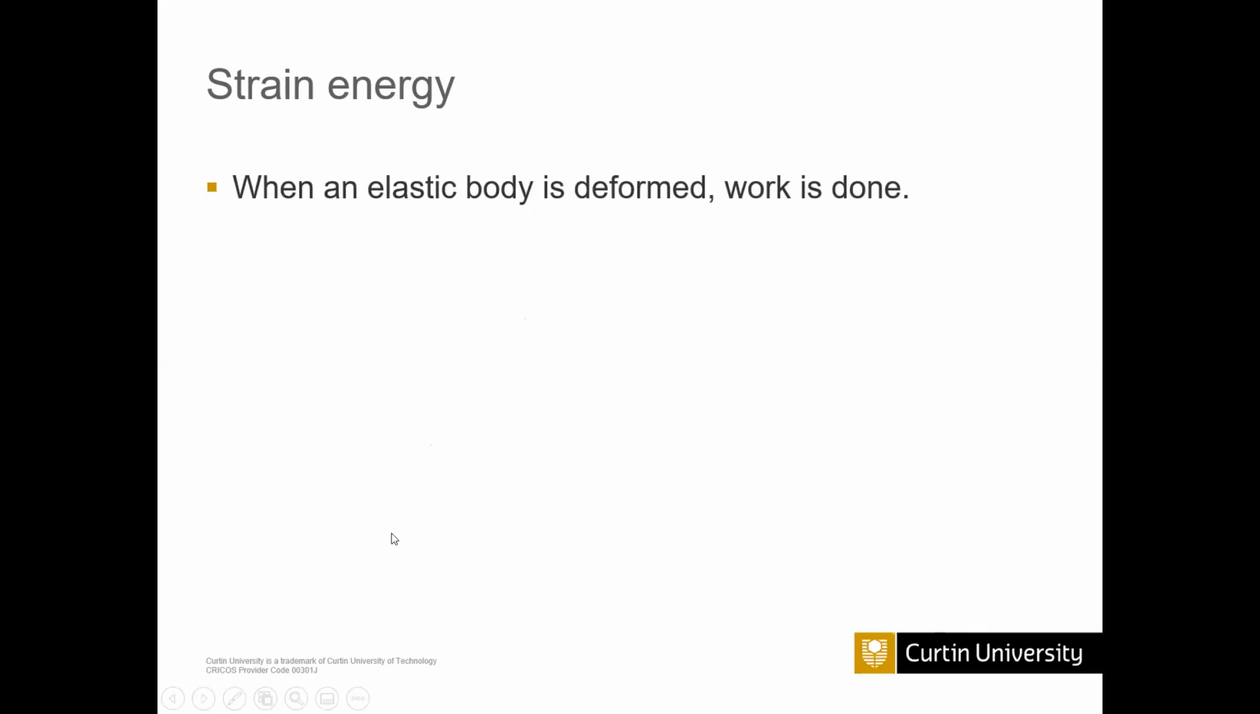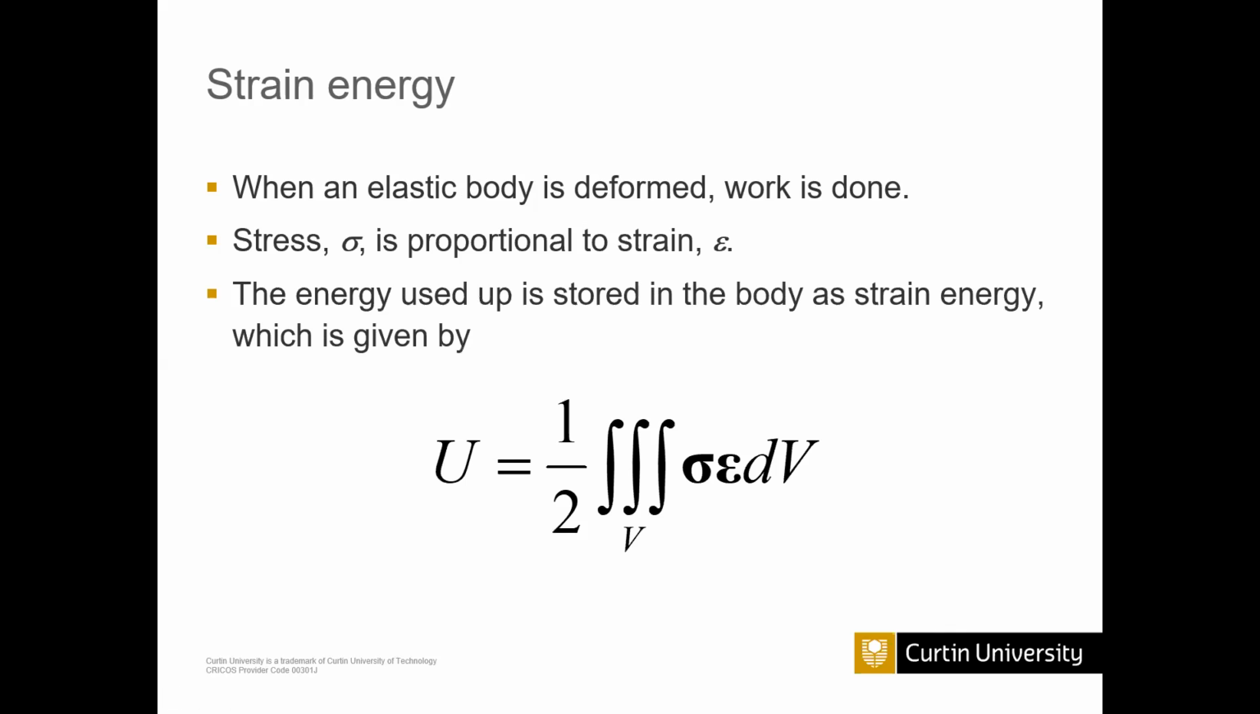When an elastic body is deformed, work is done on the system, and stress sigma is proportional to the strain. We already know sigma equals E epsilon. That's why we call it that equation. The strain energy used up is stored in the body as strain energy, which is given by this. We already know this equation, but not in this format, so I will write it down here.